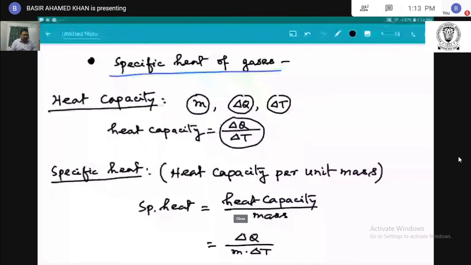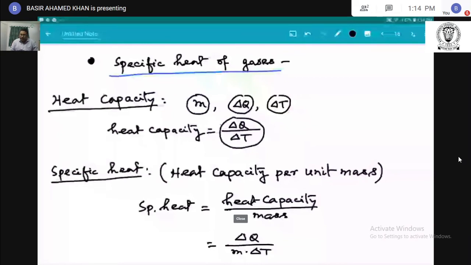Now the definition: the specific heat of a material, it may be liquid, solid or gas, anyone, is defined as the quantity of heat required to raise the temperature of unit mass of the material through 1 degree. This is the definition of specific heat.